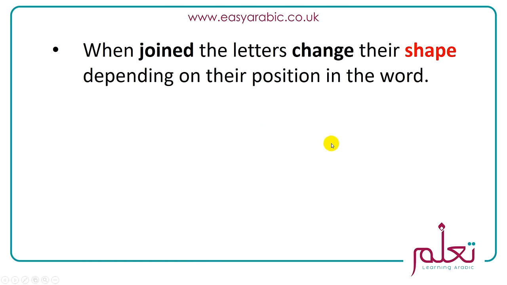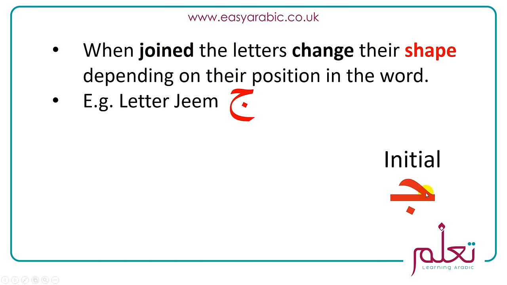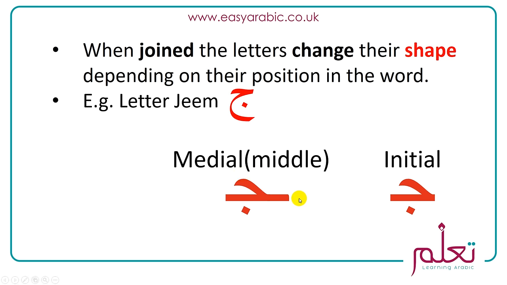Now, when the letters are joined together, their shape changes depending on their position in the word. If the letter is at the beginning of the word, in the middle, or at the end, its shape changes. Let me show you an example. If we take the letter Jim, at the beginning of a word we have the Jim that looks like this, the initial Jim. When it's in the middle of the word, something joins onto it, and then we have the medial Jim. And then at the end, we have the final Jim.